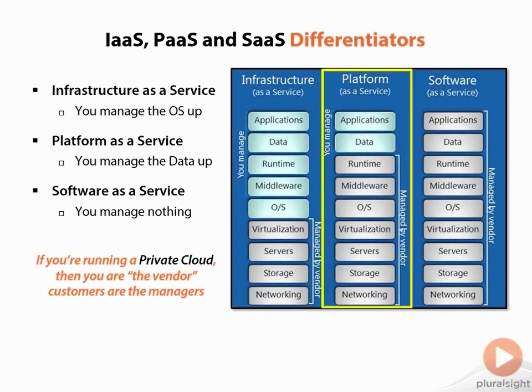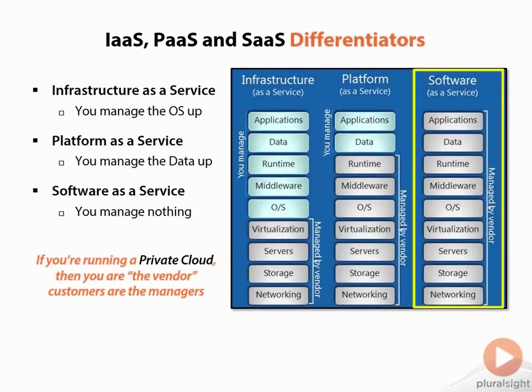With Platform as a Service, the vendor manages all the way up to the runtime. So all we really take care of or worry about is the data and our application. And then with Software as a Service, the vendor manages everything. All we basically do is consume the service, basically use the application. So I just want to make sure we understand the differentiations between them.